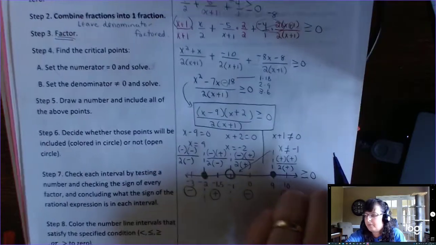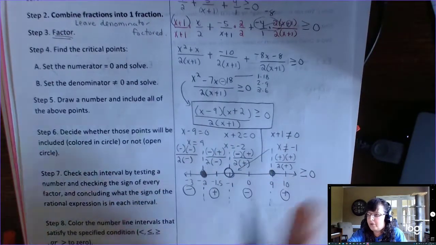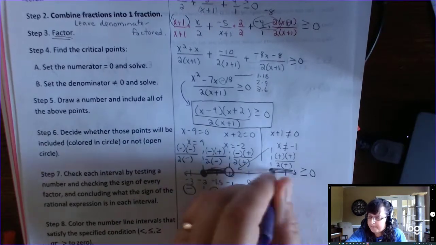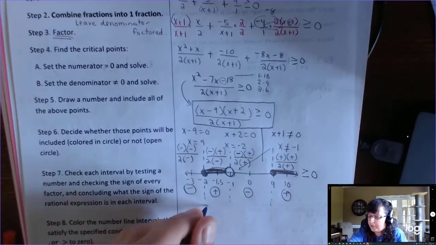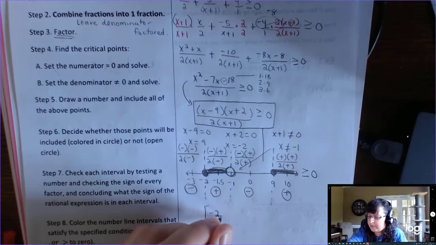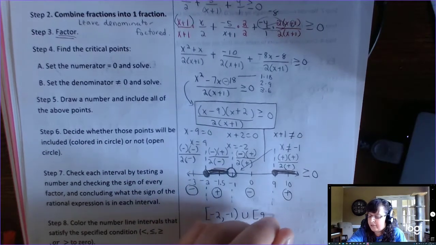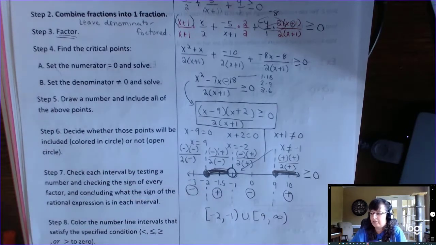Now just like before, we want greater than 0, so we're going to shade the plus regions. And then the last step, put it in interval notation. So this is bracket negative 2, comma negative 1, parenthesis, union, bracket 9 to infinity. These are all the solutions.